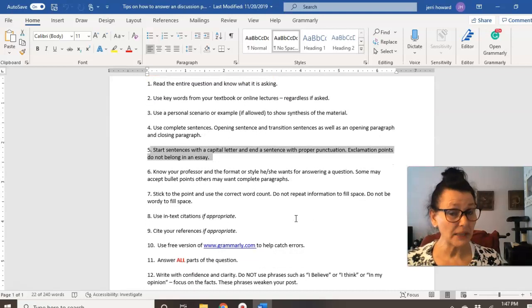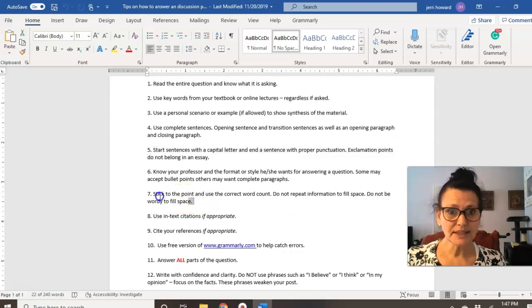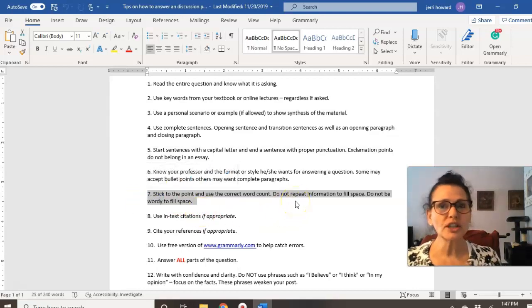Know your professor, your instructor, and the style they're looking for. Some may be a little bit more lackadaisical than others. Stick to the point, and again, word count. Don't just keep repeating information to fill up the word count.